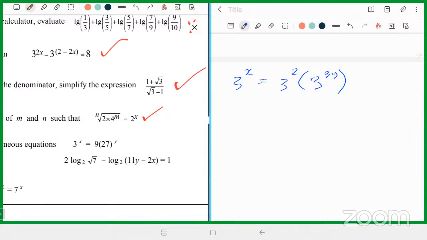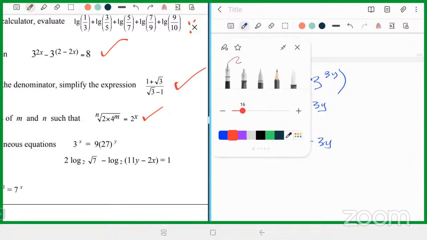And then I have to add these powers. So I get 3 to the x equals 3 to the 2 + 3y. So therefore the powers are equal. So we can write that x equals 2 + 3y. That's our first equation.